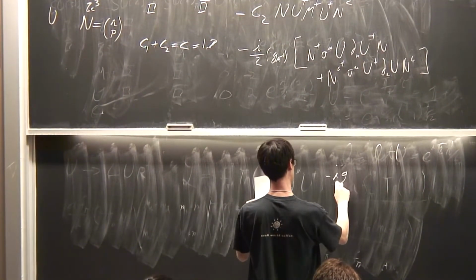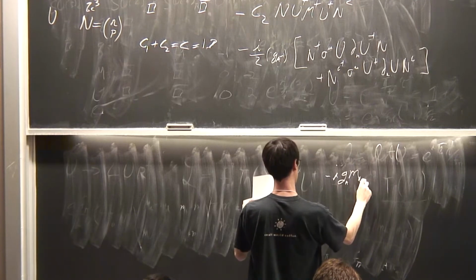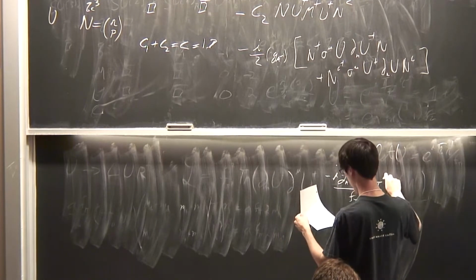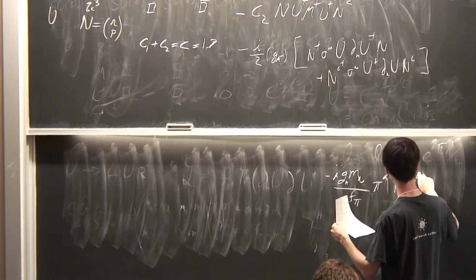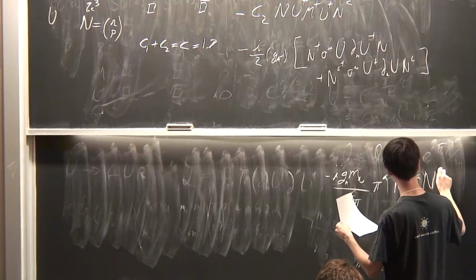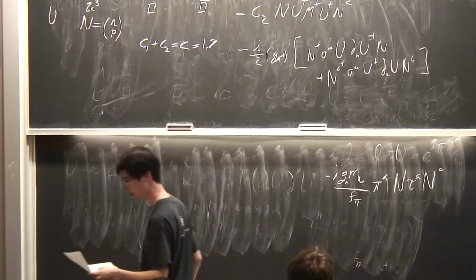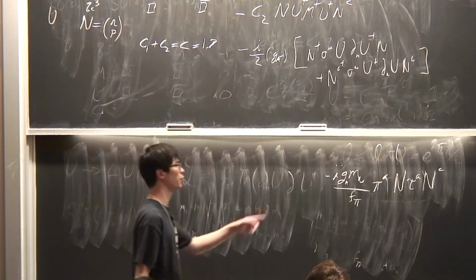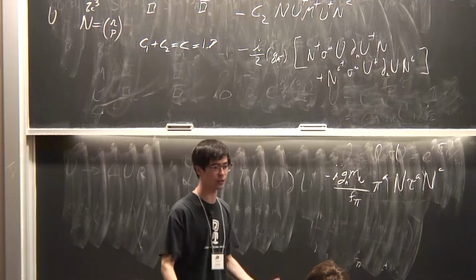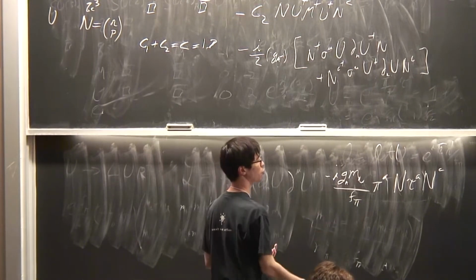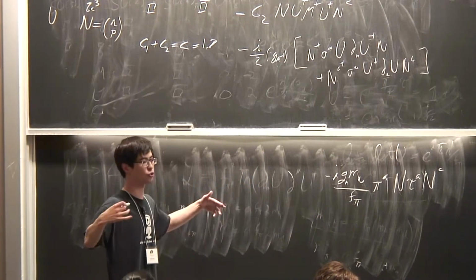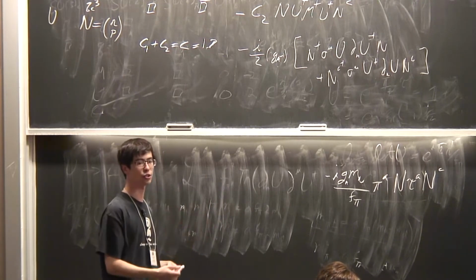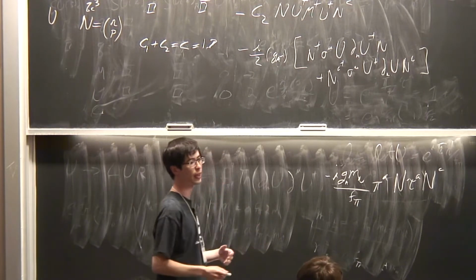minus i g_A m_N over F_pi, your pions, and conjugate. So what it is at leading order is just some coupling between the pions and the neutrons. And what you could do is, for example, this couples the proton to the neutron via a charged pion. And so you could just do proton-neutron scattering. And the leading contribution will be a single pion exchange. And you can use that to determine g_A.